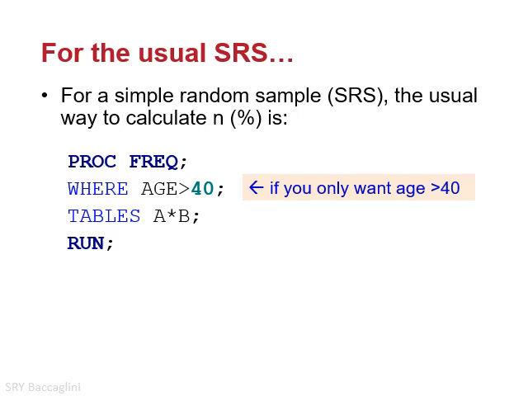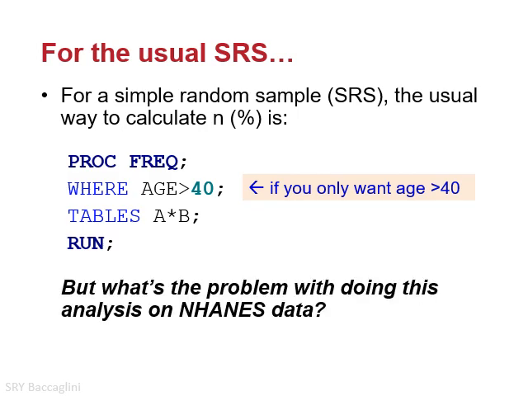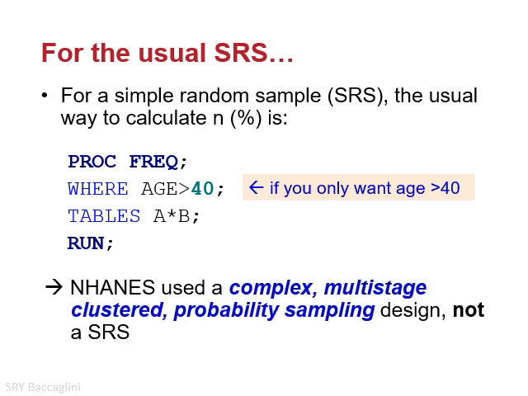For example, in this case, it would be these variables A and B. And so this would be fine in a typical analysis. However, what's the problem of doing this if you have enhanced data? The problem is that enhanced, again, use the complex multi-stage probability sampling design, not an SRS. So this analysis would be incorrect.